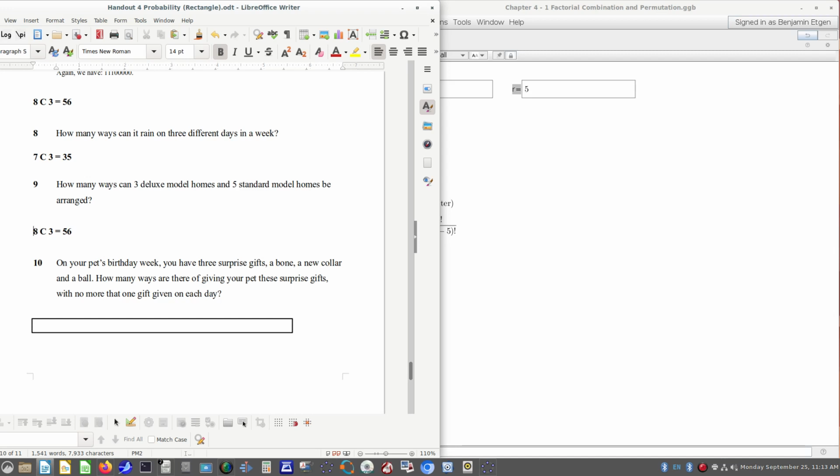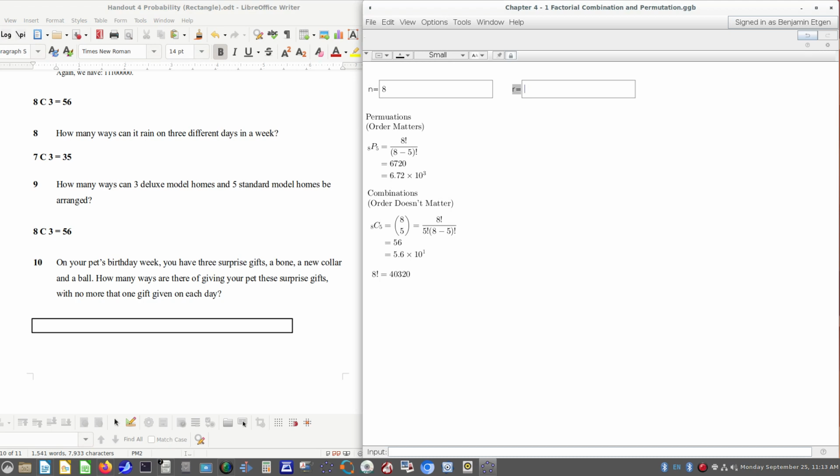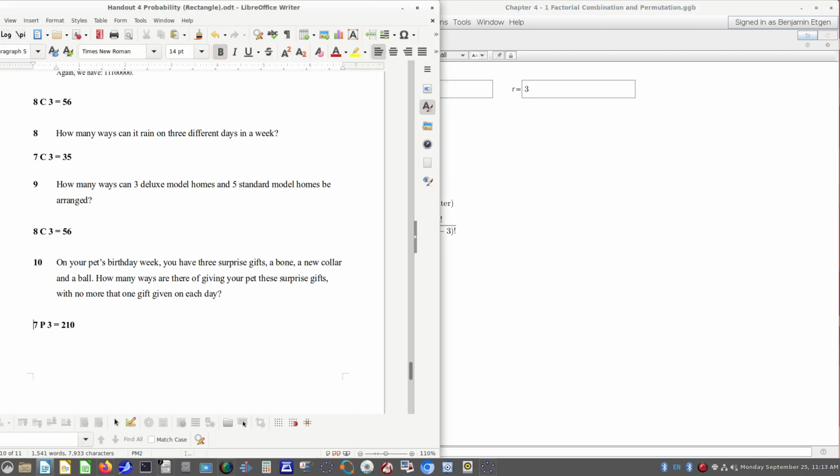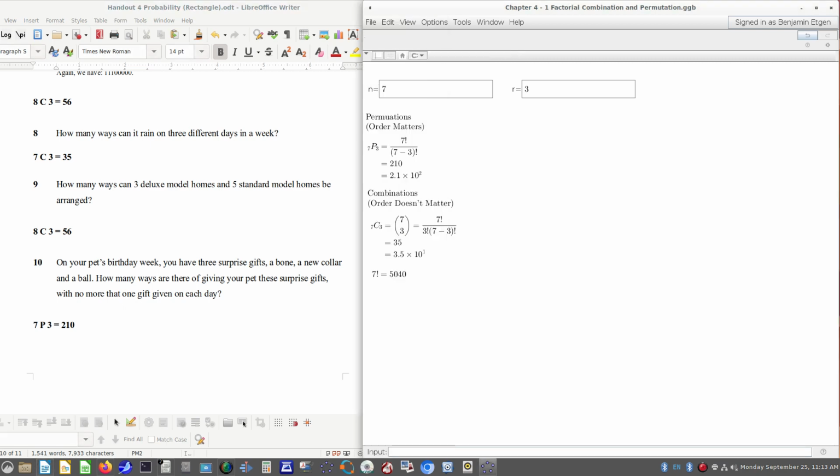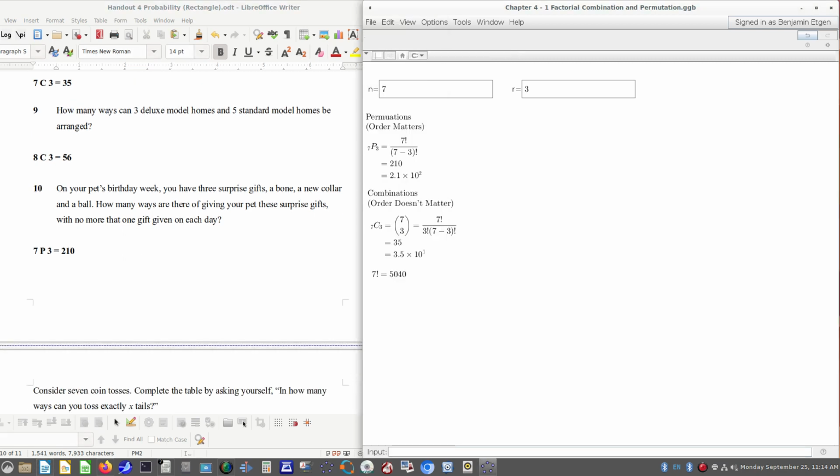So we're going to give our special pet some birthday presents. It looks like there's 1, 2, 3 presents, so r equals 3. And we're going to do that over the course of the week, giving your pet these surprise gifts with no more than 1 gift each day. Now, the interesting thing here, of course, is that we were told that these gifts are different: bone, collar, and ball. So when we work through this, this is actually a permutation, and so we've got our 210 there.